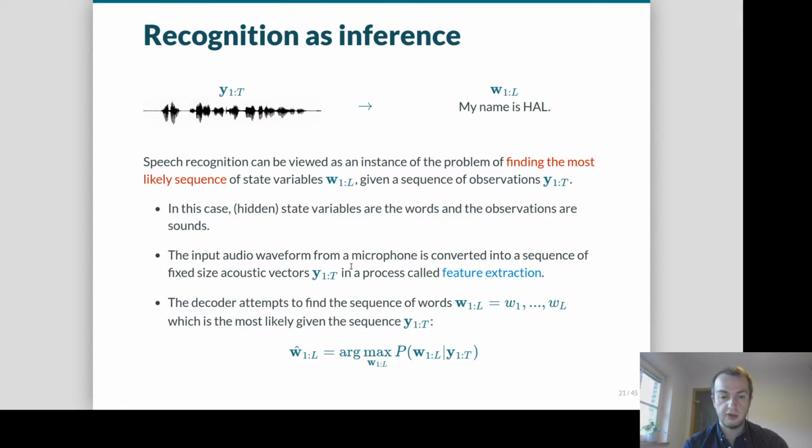And then finally, we'll have a decoder which will attempt to find a sequence of words, so the sequence of states, w from 1 to L, which is the most likely given that observation sequence y from 1 to T, right? And so we'll frame our problem as finding the sequence of words which is the most likely given our sequence of acoustic vectors y. And you should note that these sequences will not typically have the same size, right?